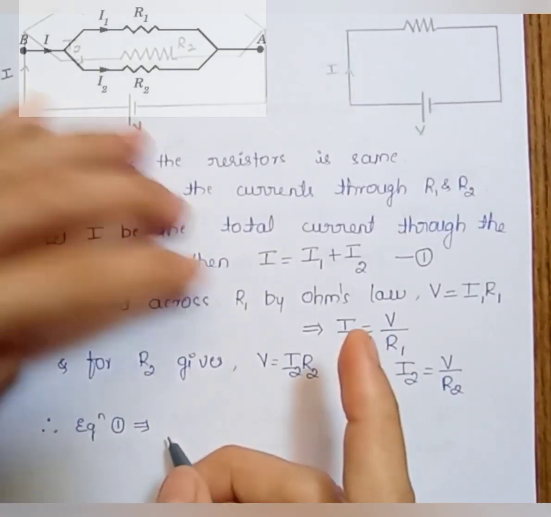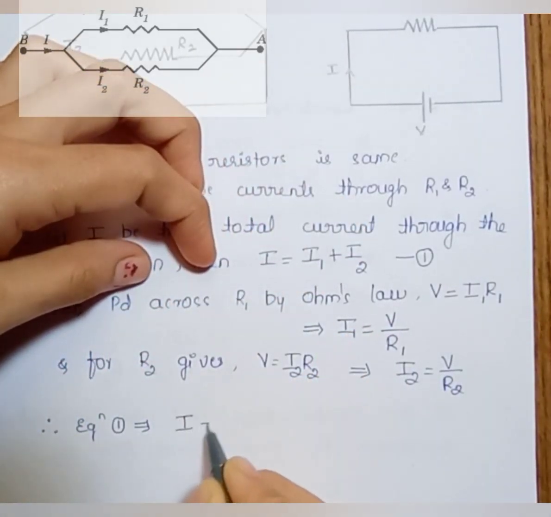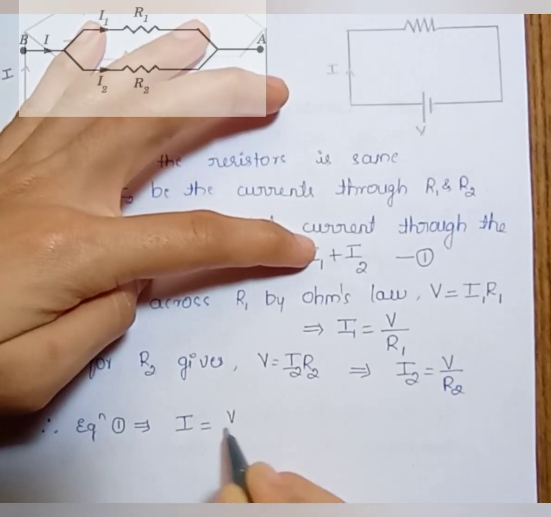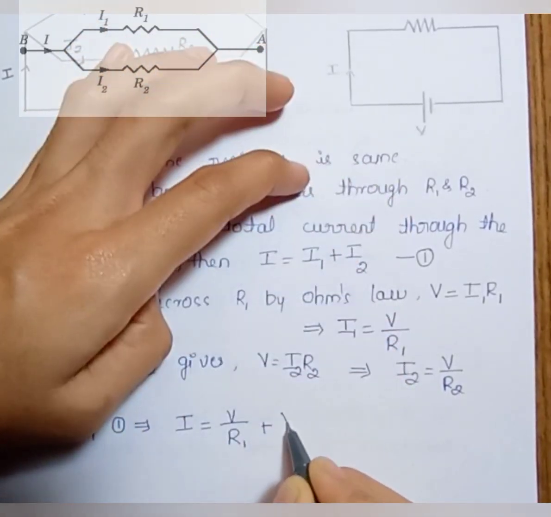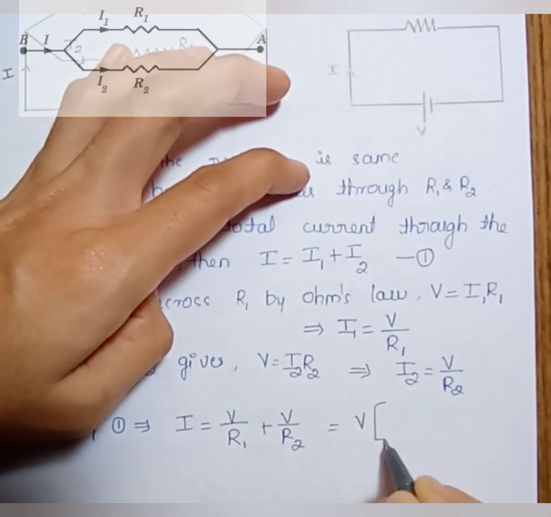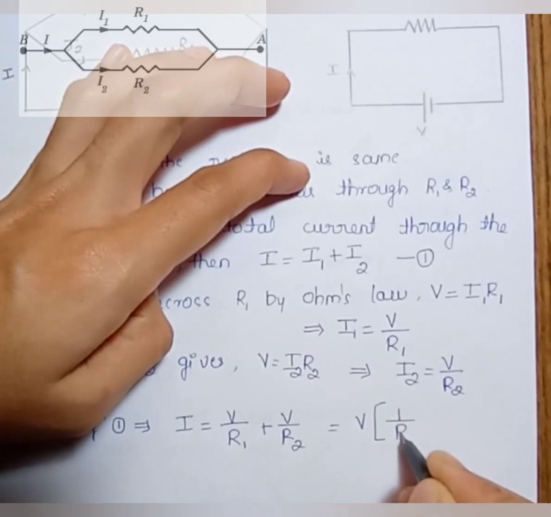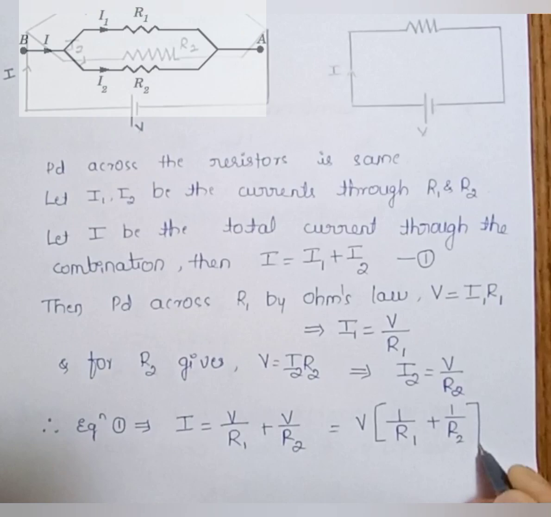Now equation 1, I is equal to I1 plus I2, can be written as I is equal to I1 becomes V divided by R1 plus I2 becomes V divided by R2. Here V is common in both the values. Just take it outside, then what we will get is 1 by R1 plus 1 divided by R2.